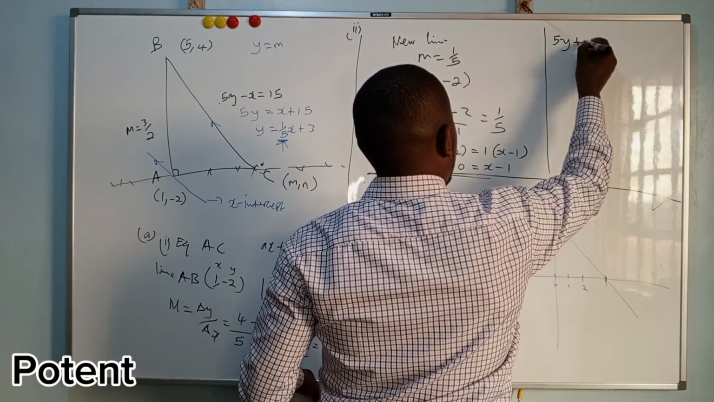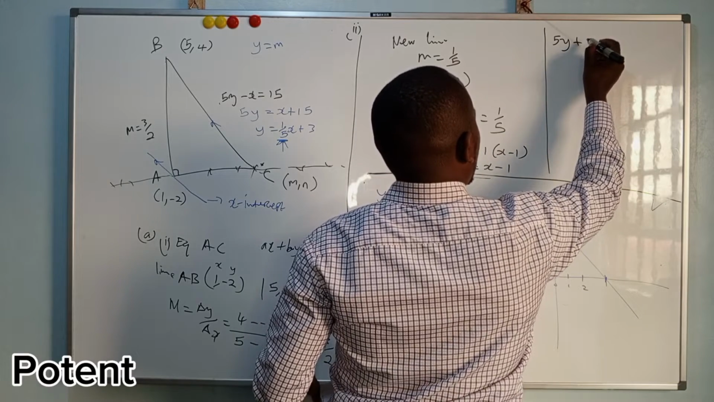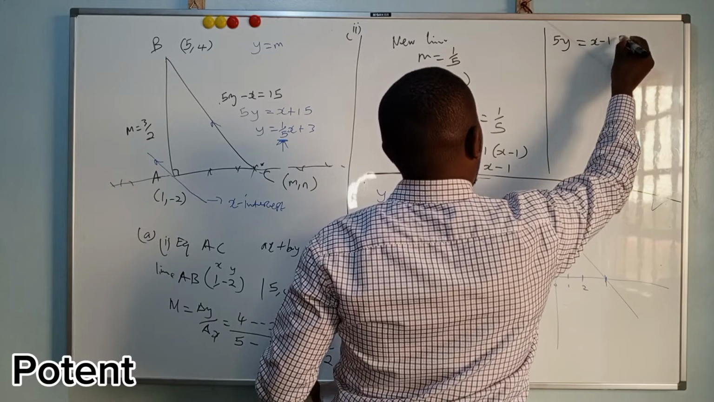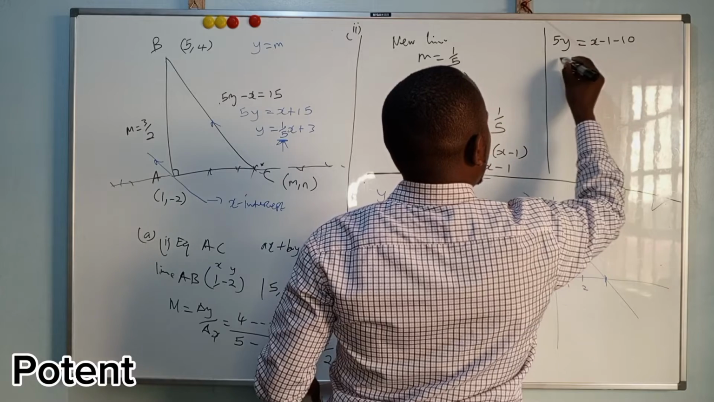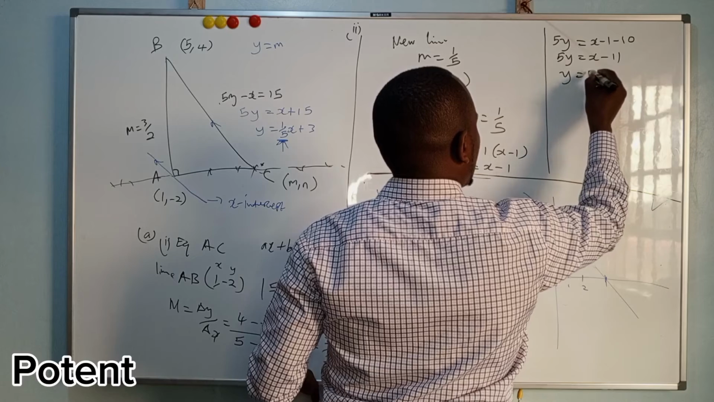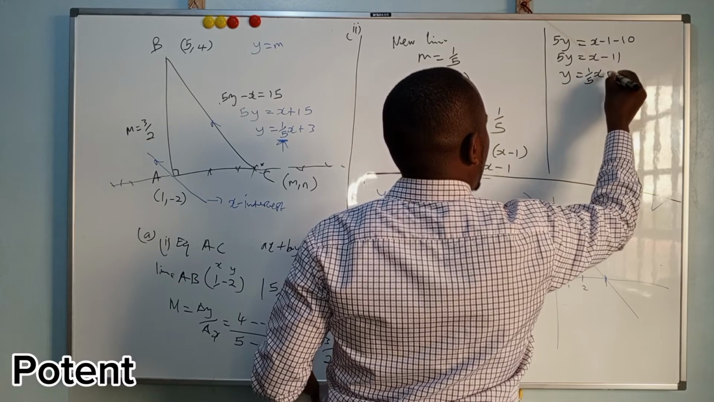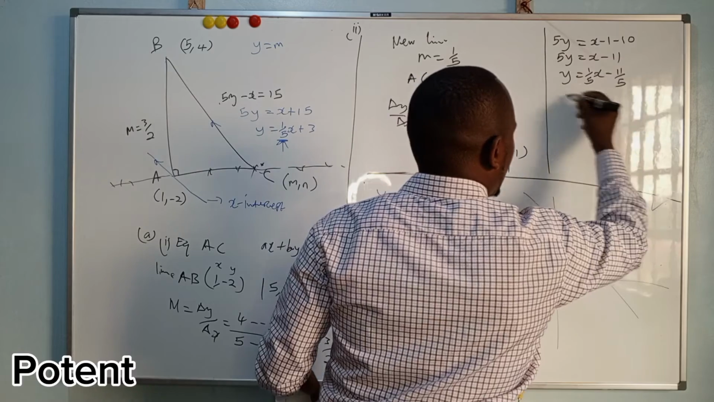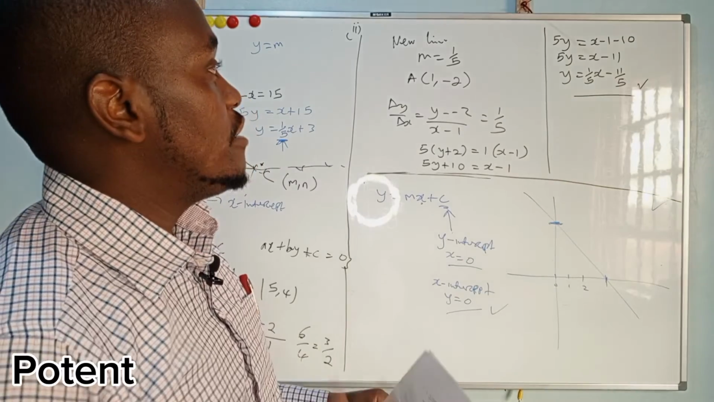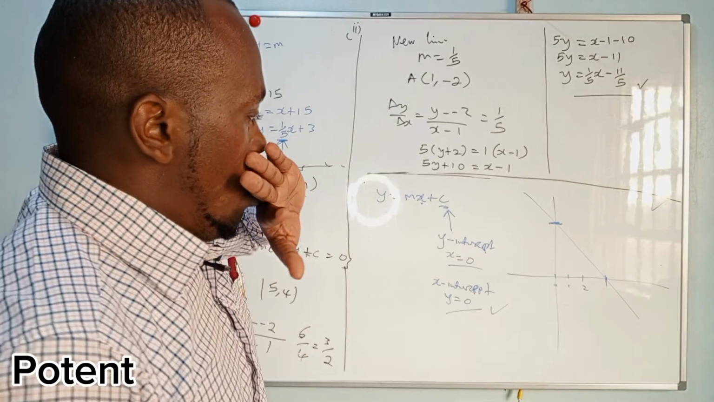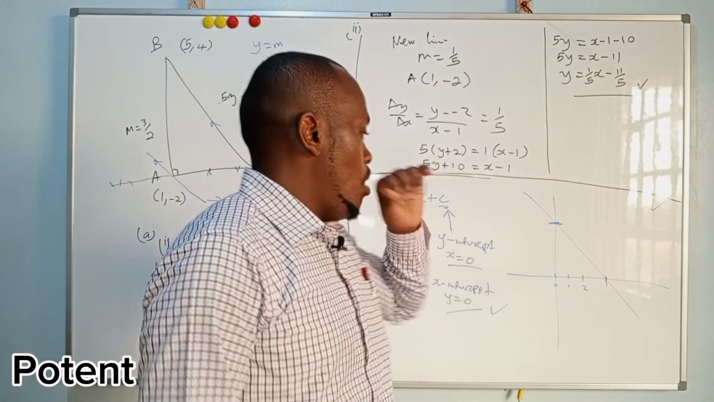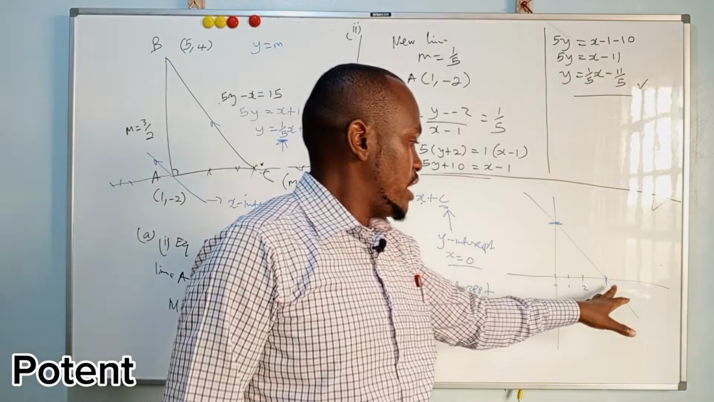5y + 10, so 5y equals x - 1 - 10. So 5y equals x - 11. y equals 1 over 5 x minus 11 over 5. So this is the equation of that line. But that is not the question. The question is, find the x-intercept, where that line cuts the x-axis.